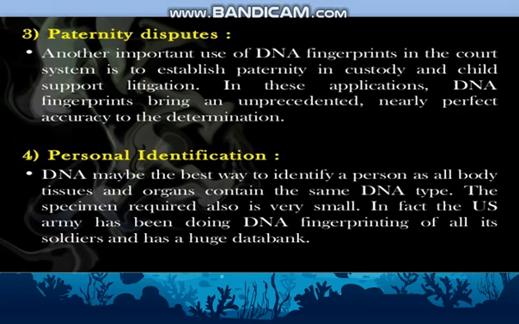The next application is personal identification. DNA is the best way to identify a person, as all body tissues and organs of the same person contain the same DNA type, and the specimen required is very small. In fact, the US Army has been doing DNA fingerprinting of all its soldiers and has a huge data bank, that is, DNA fingerprints of all the army persons. So these are the different applications of DNA fingerprinting. So this is all about it.